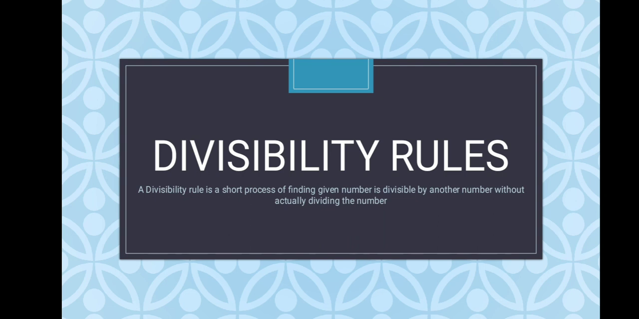What is divisibility rule? Divisibility rule is a short process of finding whether a given number is divisible by another number without actually dividing the number. That means if we have a number, we do not need to divide it to find if this number is divisible by another. If we know the divisibility rules, we can find them without the proper long division.